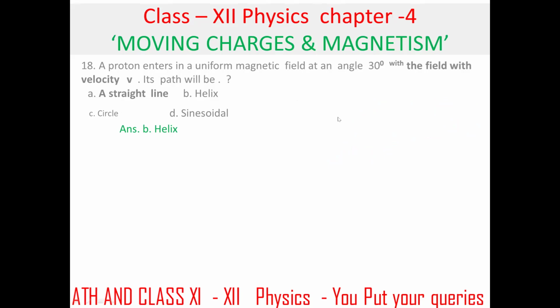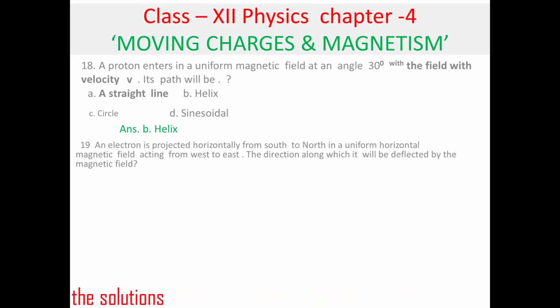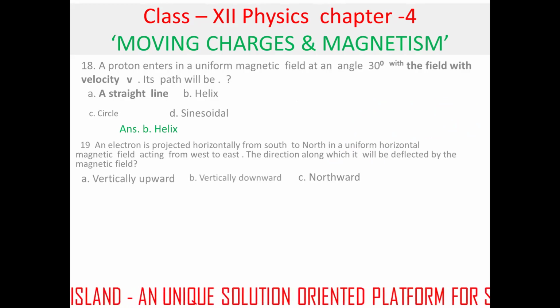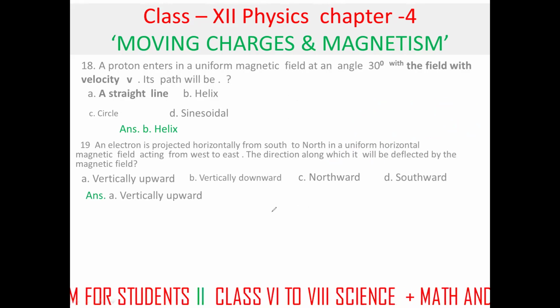The next question is: an electron is projected horizontally from south to north in a uniform horizontal field acting from west to east. The direction along which it will be deflected by the magnetic field: vertically upward, vertically downward. See, this is the answer. But now let us explain what is going on actually. An electron is projected horizontally. So this is the horizontal direction. The electron is coming from this side, from south to north. It is south, it is north. And the magnetic field is acting from west to east.